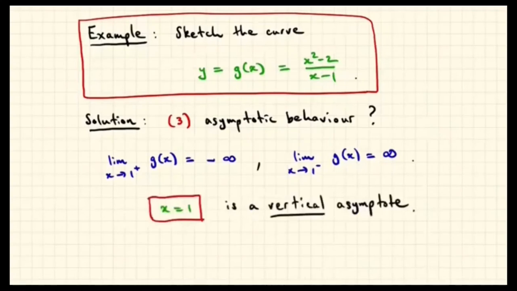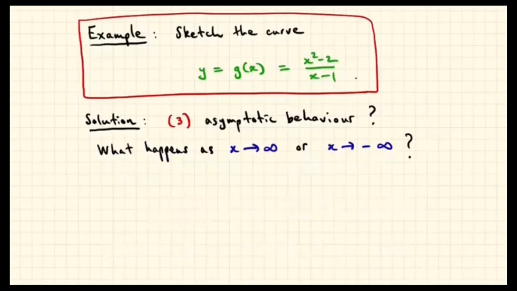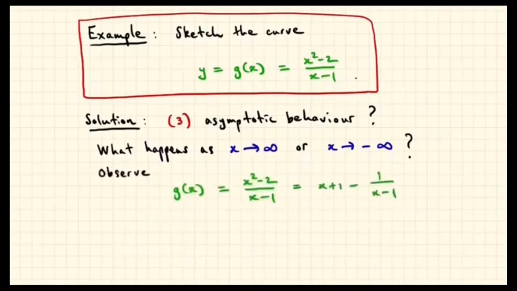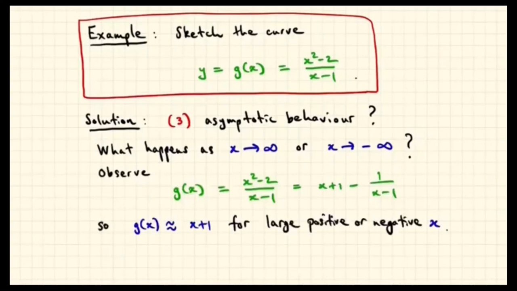The interesting asymptotic behavior occurs as x gets large and positive, or large and negative. By rewriting the rule for g as x plus 1 minus 1 over x minus 1, g(x) is approximately x plus 1 for large positive or negative x. So the line y equals x plus 1 becomes an oblique asymptote.